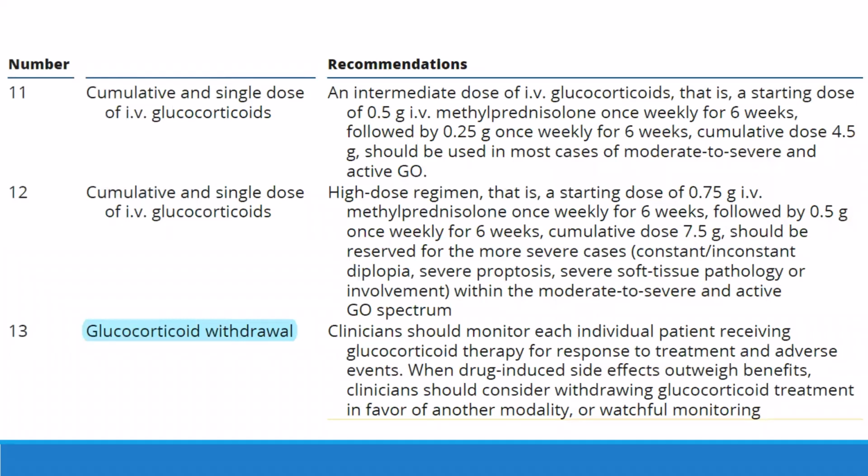The dosage and how to give intravenous glucocorticoid is written here in full detail. I will not waste time on this dosage, but everyone can read it. And don't forget that we should withdraw glucocorticoid by a specific protocol.